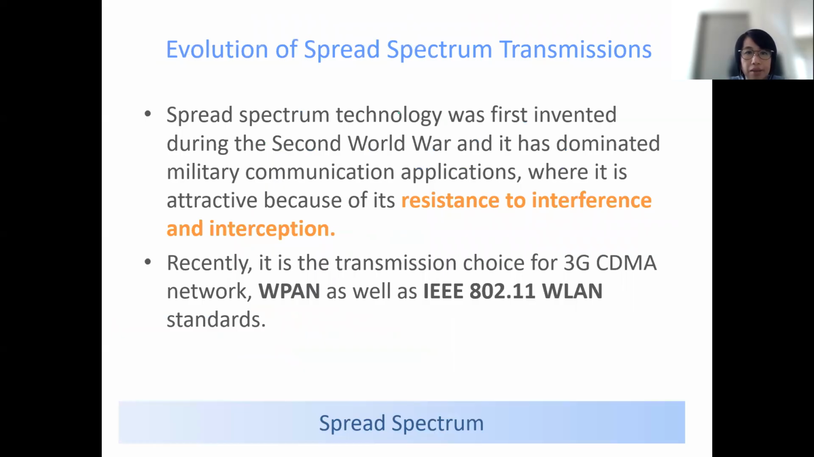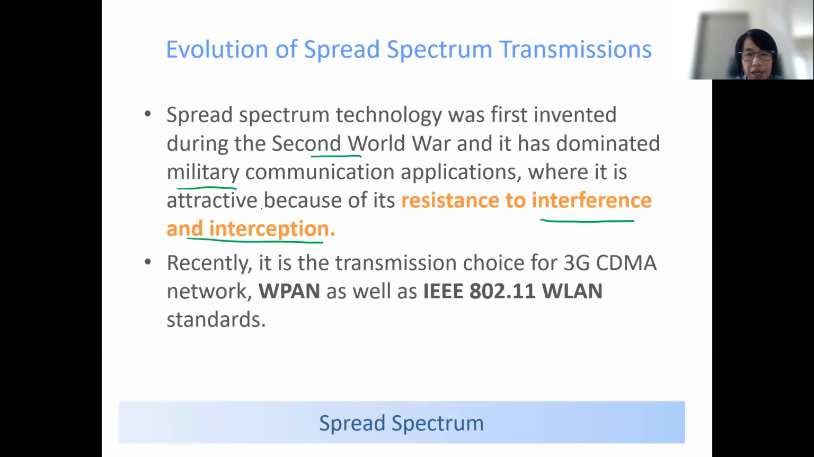Okay, and then this is just to explain the evolution of the spread spectrum. Actually, it was first invented a long time ago, in the Second World War, and it has dominated military communication applications. The objective is to resist interference and interception, right? I think you understand this context, right?